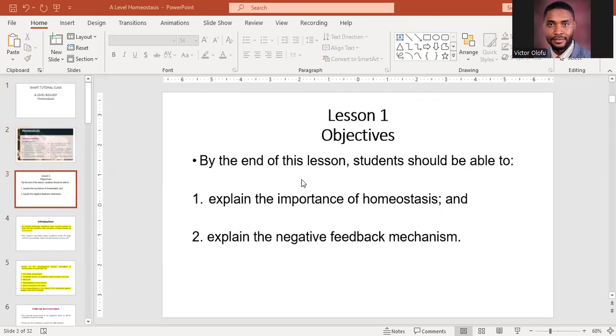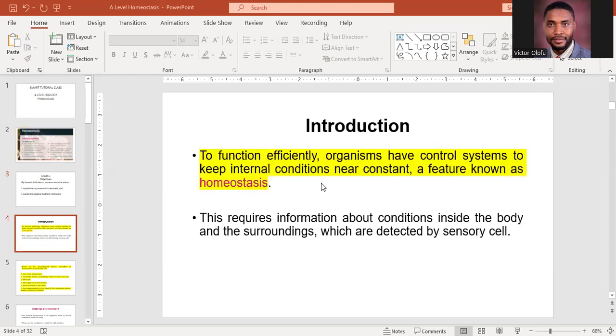Is that okay? So this is the objective in this first class. By the end of this lesson, students should be able to explain the importance of homeostasis and explain the negative feedback mechanism. These are the two objectives that we intend to achieve in this short video on homeostasis. Is that okay? Now, introduction.